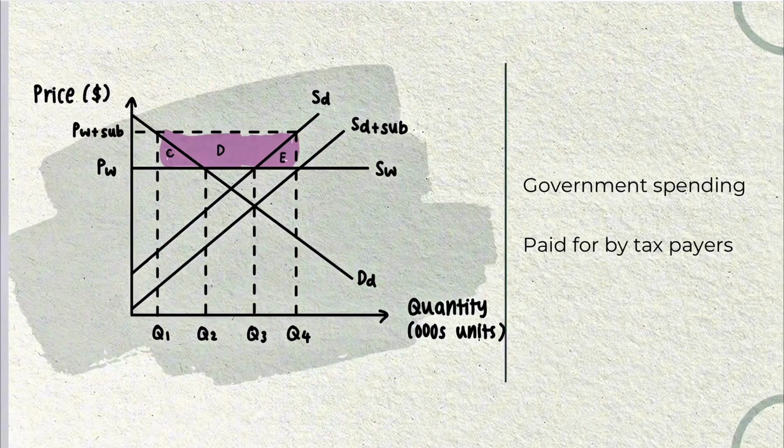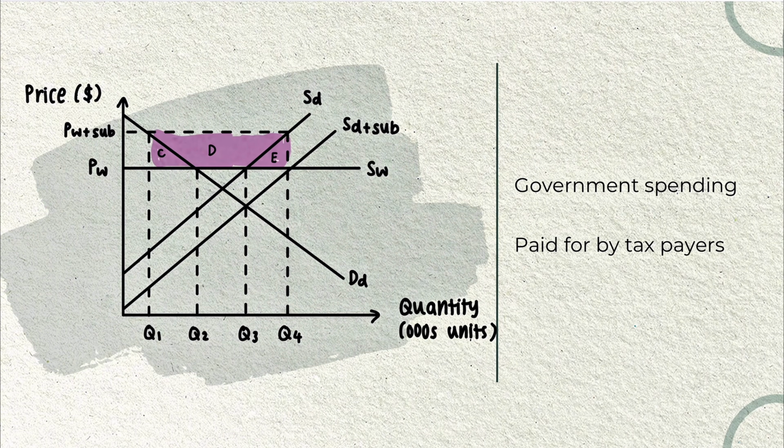And moving on to government spending, as the distance between PW plus sub and PW is the subsidy per unit, and the total exports is the distance between Q4 and Q1, the area shaded in purple, or C, D, and E, is the government spending, and this export subsidy is paid for by the taxpayers.